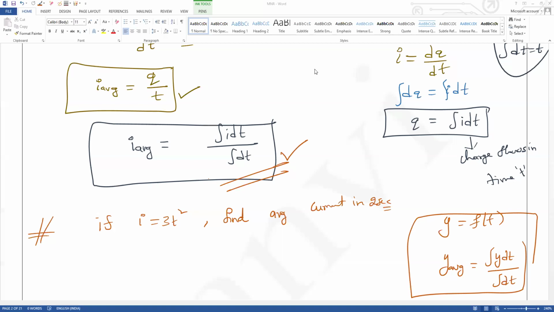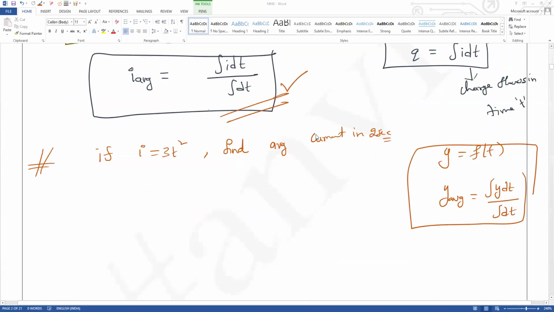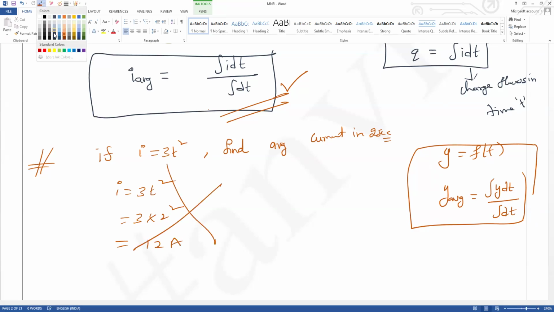So you know 2 seconds equals how much time? T equals how much time? Answer with only numbers properly, everybody. T equals 2 seconds. So you can substitute. I is equal to 3t square. So 3 into 2 square, which is equal to how much? 12 ampere. Is it right? No. So this is the wrong formula.